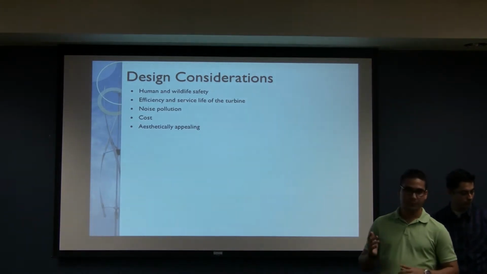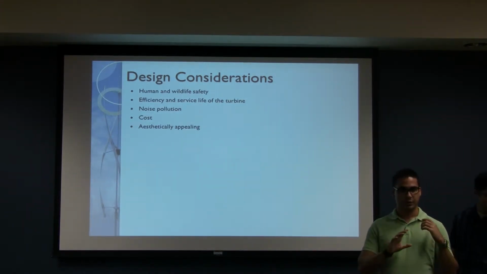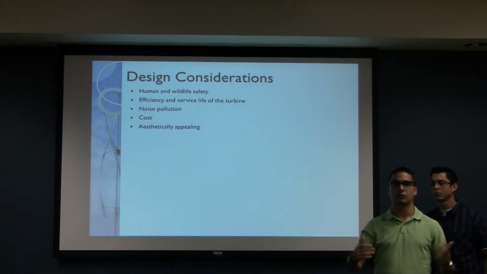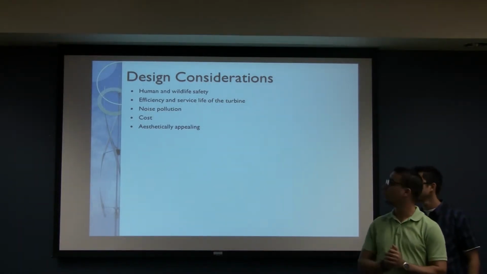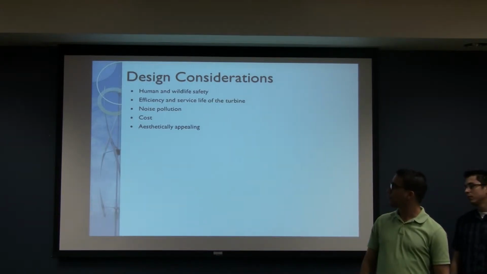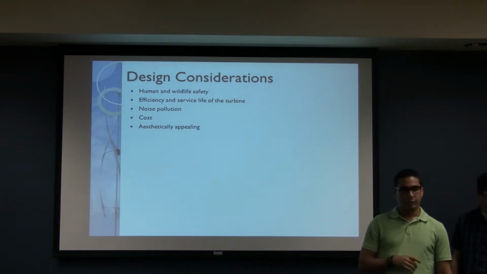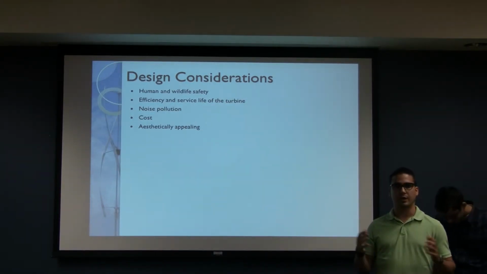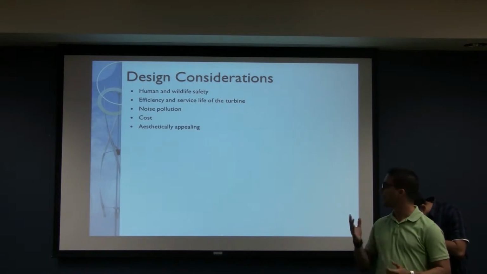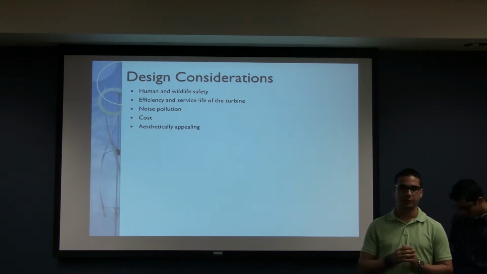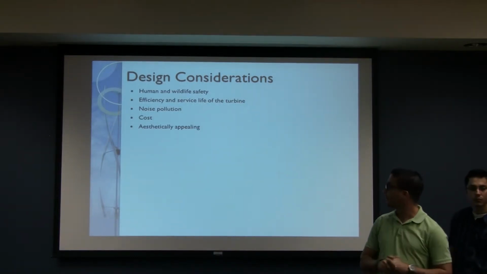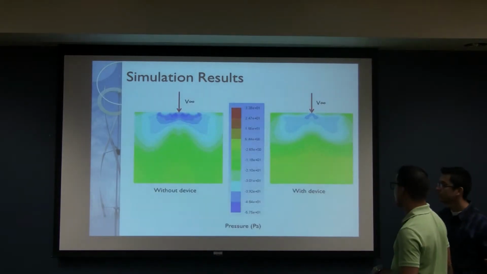The design considerations: we're taking into account first the safety of humans and animal wildlife, the efficiency and service of the turbine, and noise pollution, of course, because we are planning on installing this turbine close to the roof of the houses, and if it is noisy, then it makes no sense at all to install it. Reduction in cost, of course, because we are targeting developing countries that need to generate electricity in a safe and low-cost way, and aesthetically appealing because we are installing it on houses and people are not going to like it otherwise.